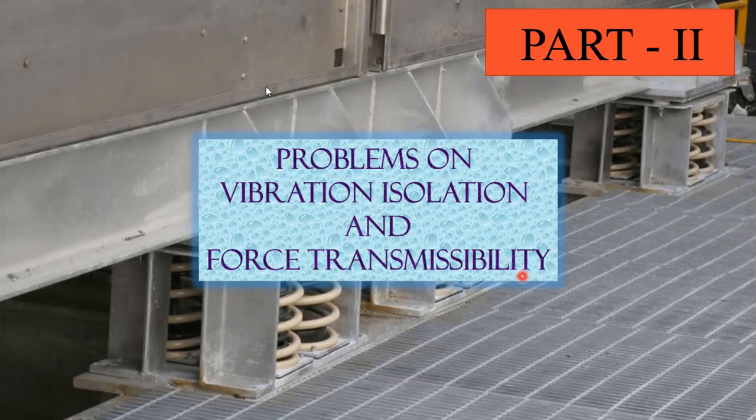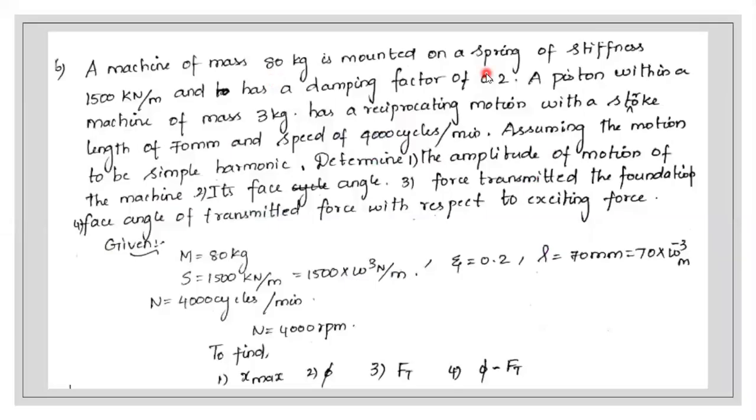A machine of mass 80 kg is mounted on a spring, so mass will be 80 kg. Stiffness 1500 kilonewton per meter. So the stiffness value will be 1500 kilonewton per meter, and we need to convert it into newton per meter. So kilonewton means 10 power 3. It has a damping factor of 0.2, so eta will be 0.2.